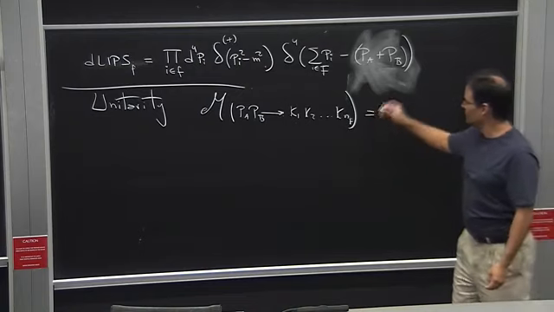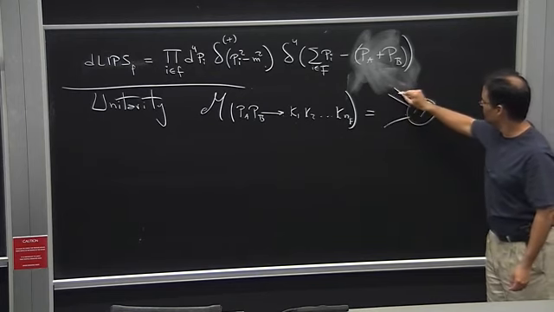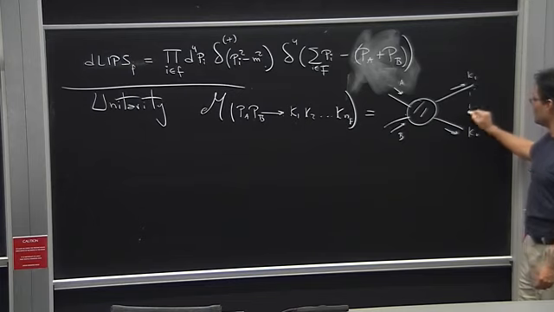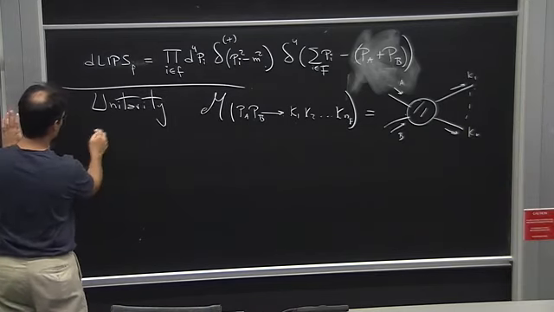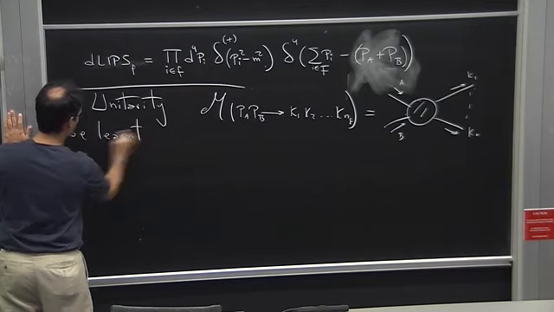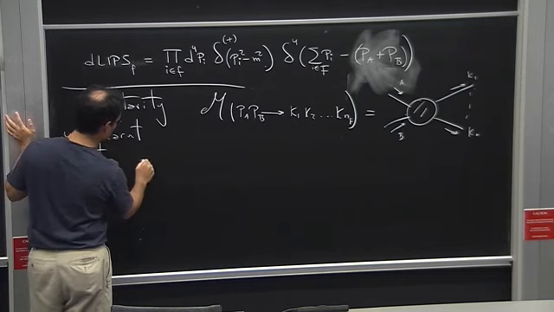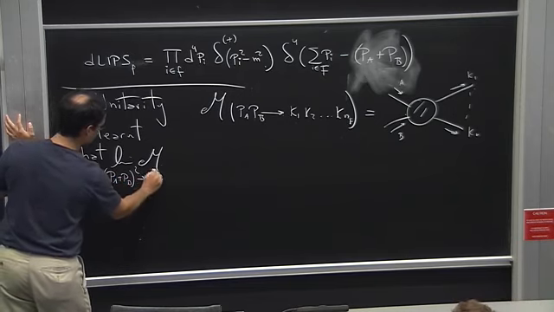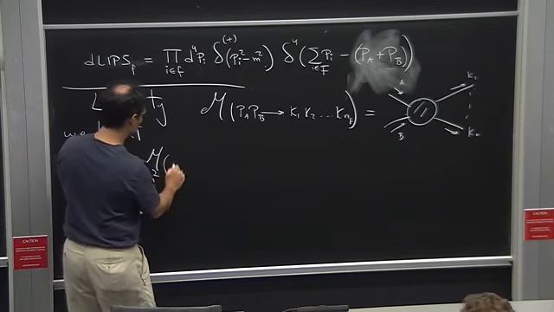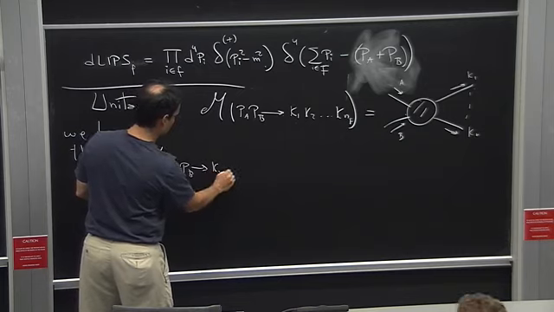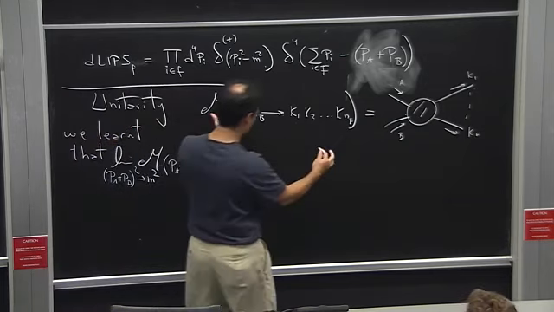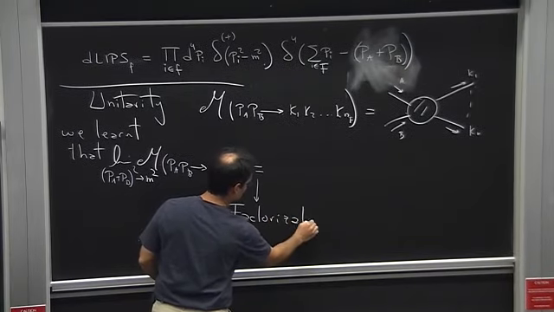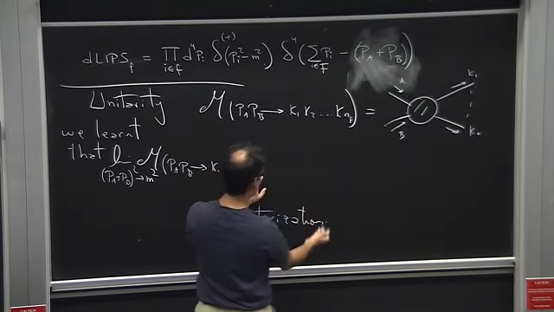That's right. So let me draw it like this. If we have A and B producing K1 up to Kn, we learn from unitarity that in the limit when PA plus PB squared goes to M squared, this object has to factor. So what we're going to do is called factorization. This is something we said last time. So what does factorization mean?